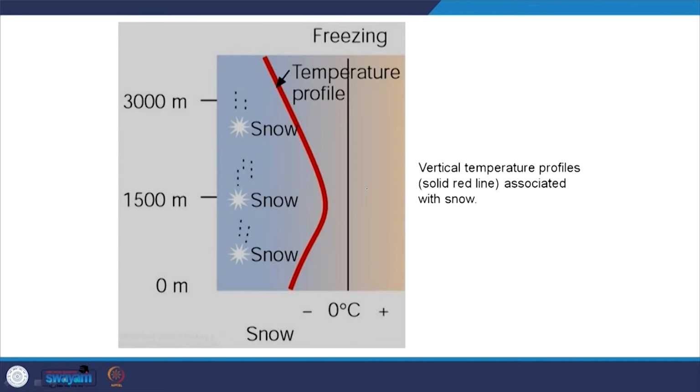So, now we will list a few important temperature profiles that are required for the formation of, let us say, snow. What you see here, the vertical line, is the 0 degree Celsius mark. That means this is the freezing point of ice.